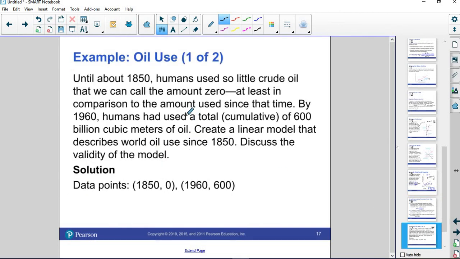Now, let's say we're given 2 pieces of data only. We're only given 2 points. We're not given a graph. We're not given anything else. We're just given 2 points. Well, we can find the slope because that's change in y over change in x.